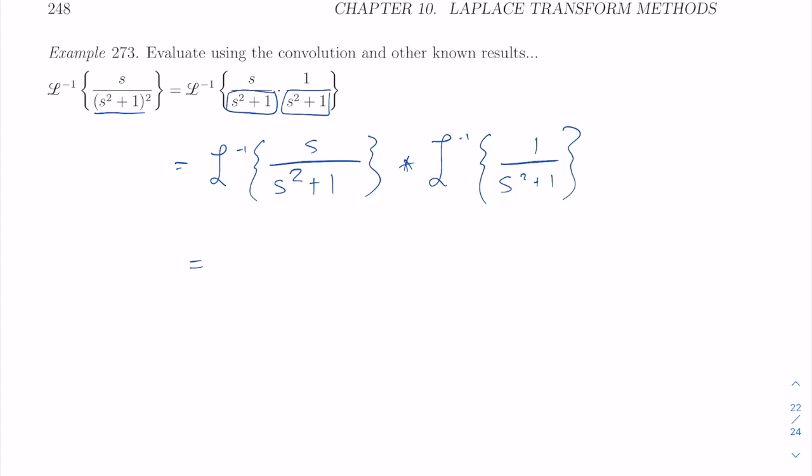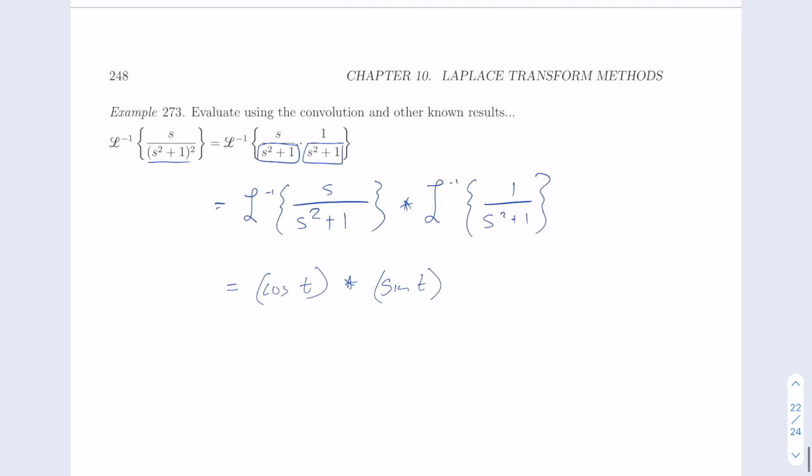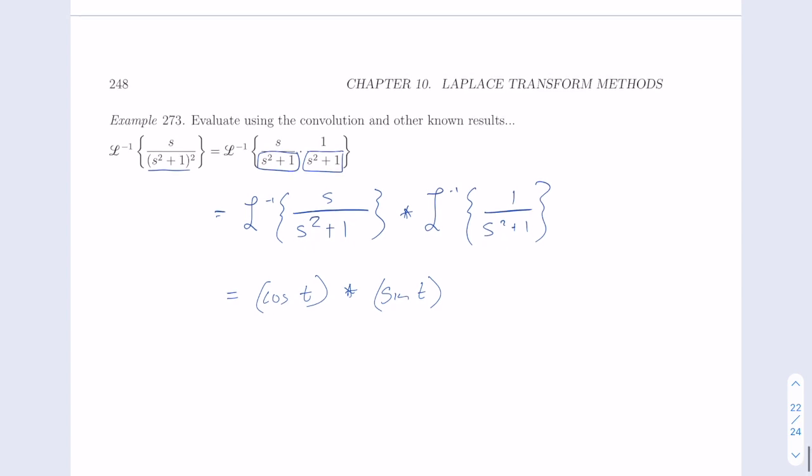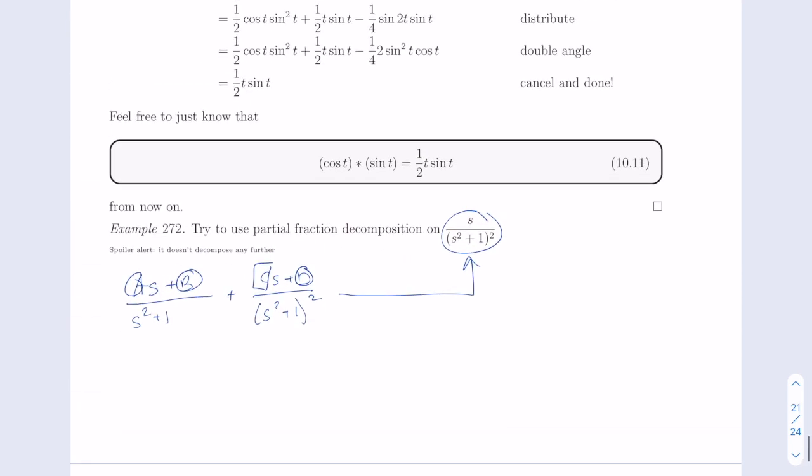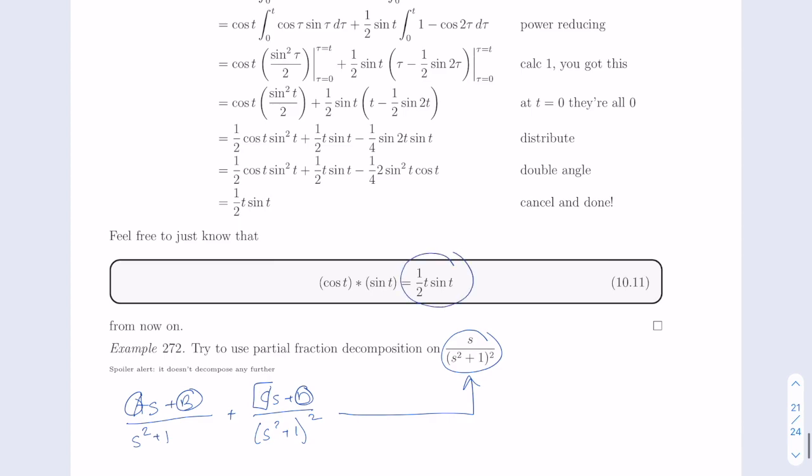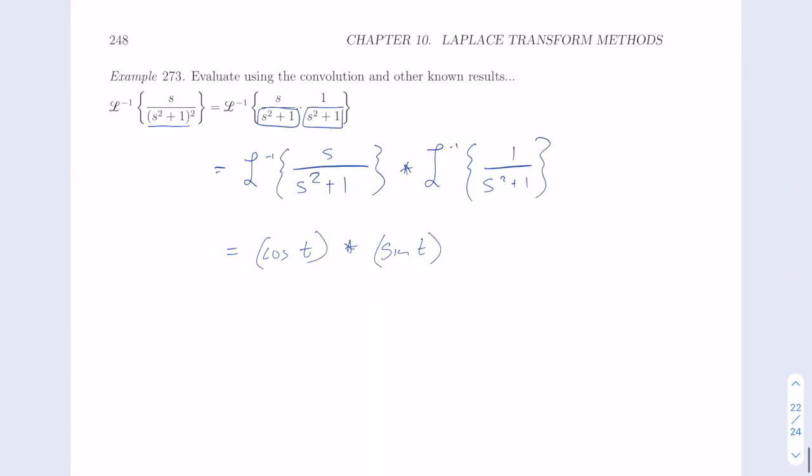And which one is which here? So the one with the s on top is the cosine. So this is cosine t convolution with sine t. All right. And I happen to know what that is if I go back here. That is 1/2 t sine t.